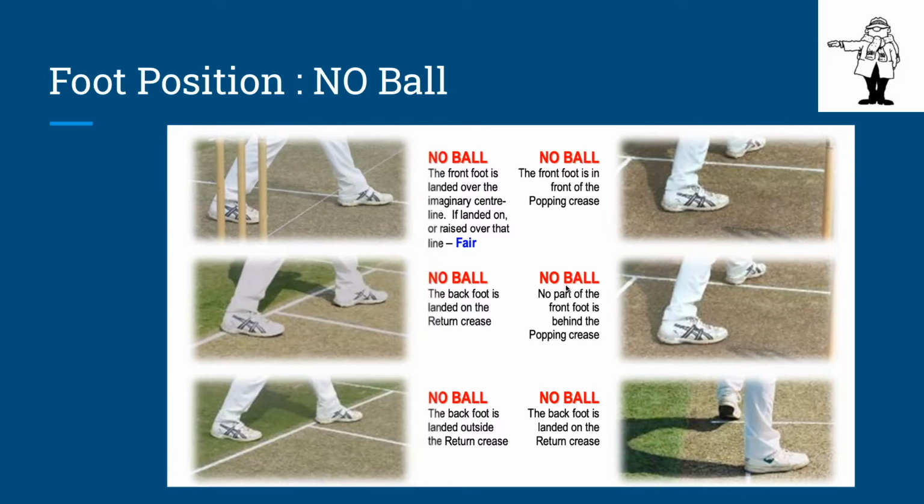This one, no balls. Touching the line is not good enough. Some part has to be behind the popping crease, right? A lot of people argue that I touch the line, I'm on the line. No, it has to be behind. Some part has to be behind the thing, right? So anytime the back foot lands, the last picture is also showing on the return crease, it's always a no ball. It doesn't matter where the front foot is at that point in time, whether inside or outside. These are the no balls, right?